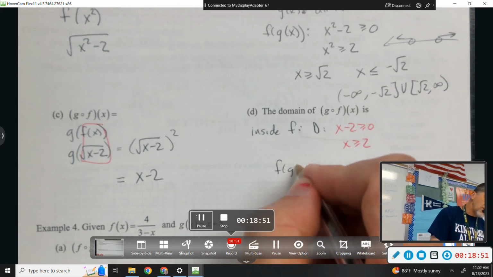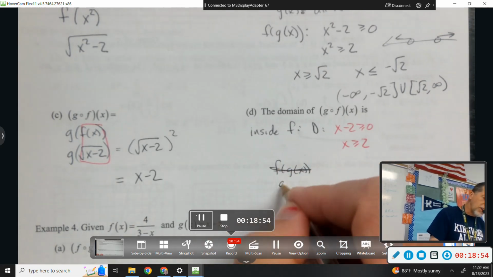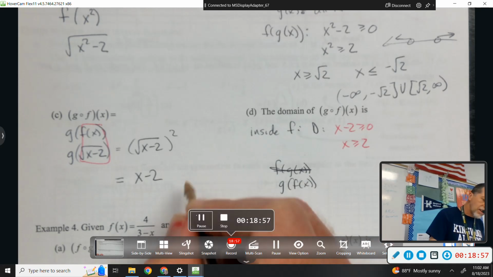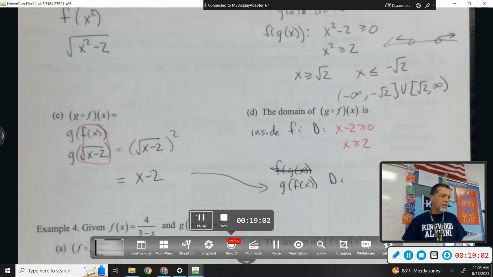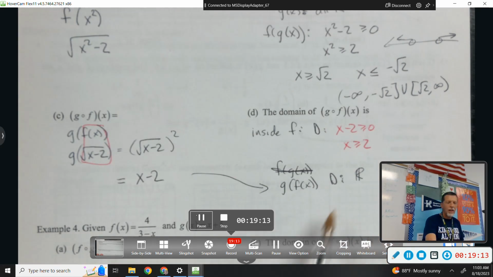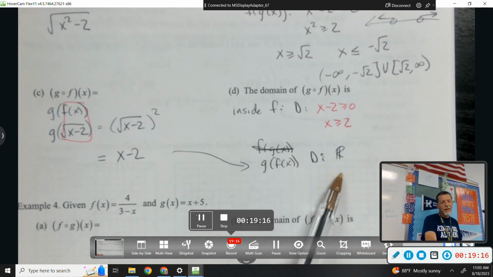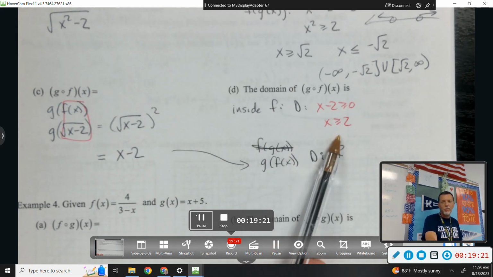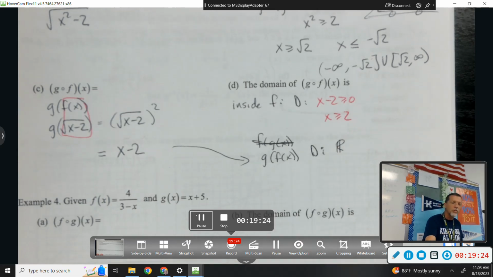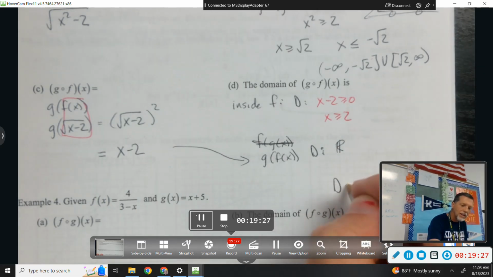G of f, whoops, not f of g, but g of f, what's the domain of that? What's the domain of x minus 2? What am I allowed to plug in there? Anything you want. Okay, so overall the domain is all real numbers, but before we got to that, we had to say x has to be greater than 2. So we've got to go with the more restrictive one. So the overall domain is x has to be greater than or equal to 2.